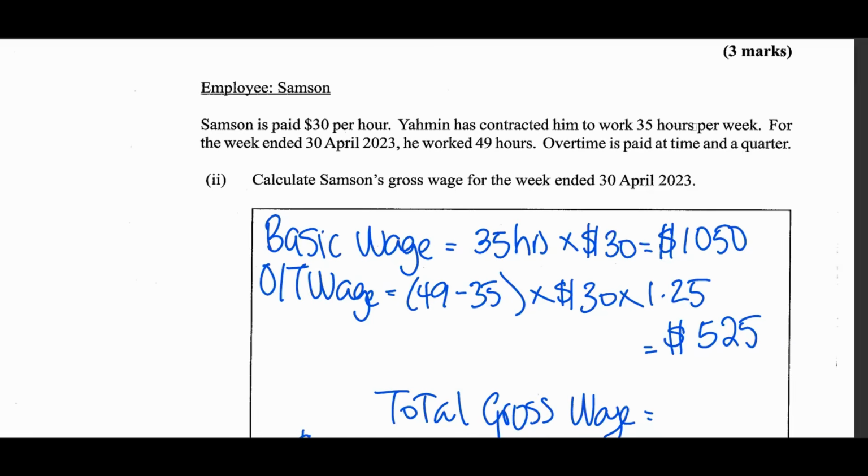Basic wage is 35 hours by $30 per hour. That's going to be $10.50.